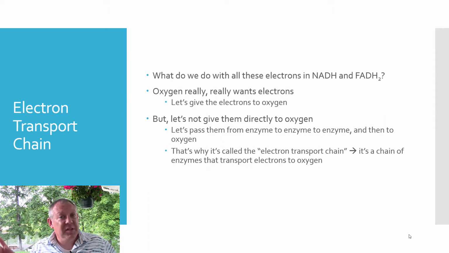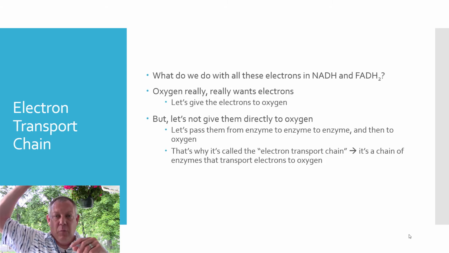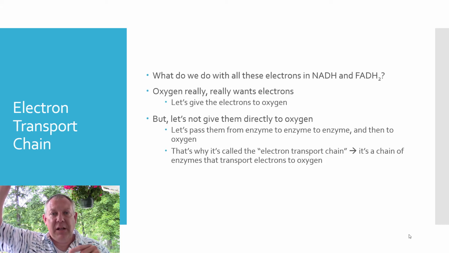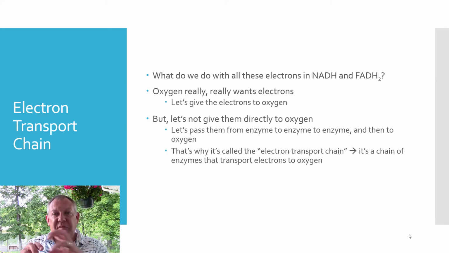So where did these electrons start? They started in your food molecule. They started way back in the glucose originally that was broken down in glycolysis, right? And those electrons came with the acetyl-CoA into the Krebs cycle. Then in the Krebs cycle, those electrons got pulled off and stuck on to make NADH and FADH2.